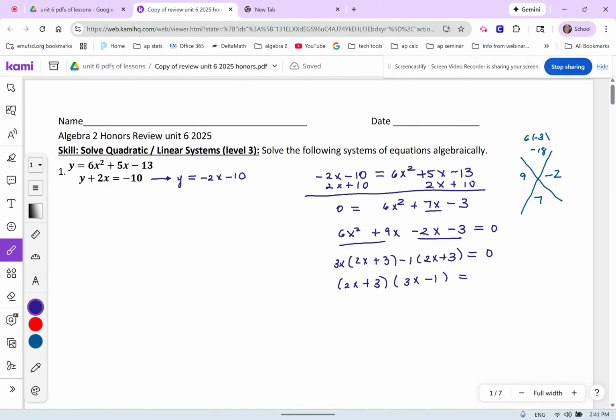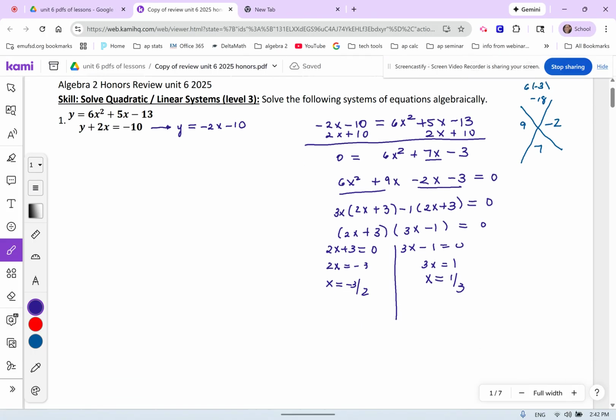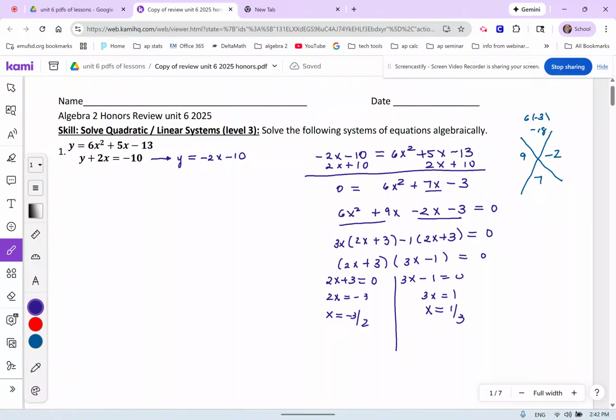I'm now going to go ahead and solve for x, so I'm going to set each linear factor equal to 0. And I get 2x is equal to negative 3, x is equal to negative 3 halves. And on this side, I'm going to add 1 to both sides, and I'm going to then divide by 3. So now I have my x's, but this is a solving system, so I need to find the y value as well.